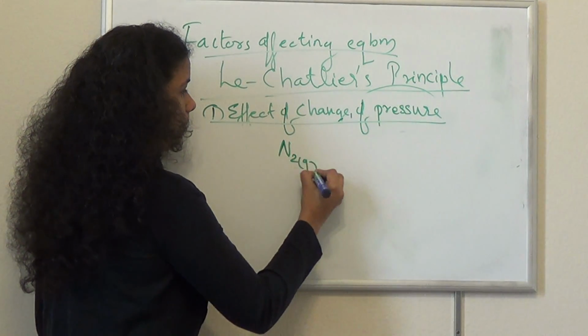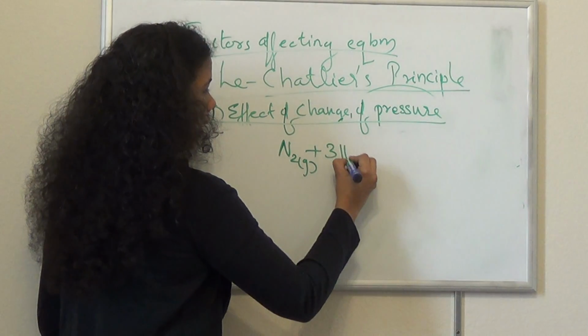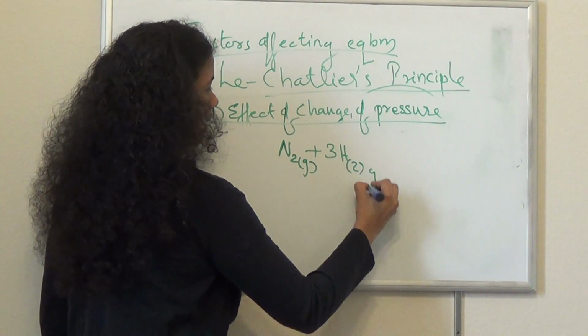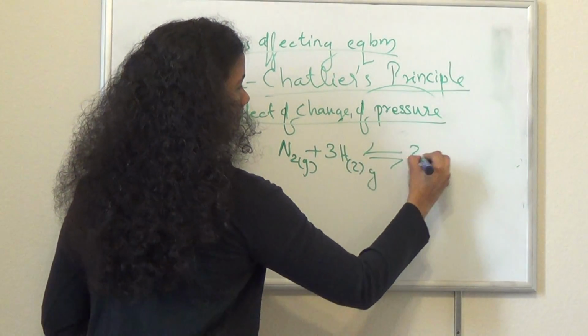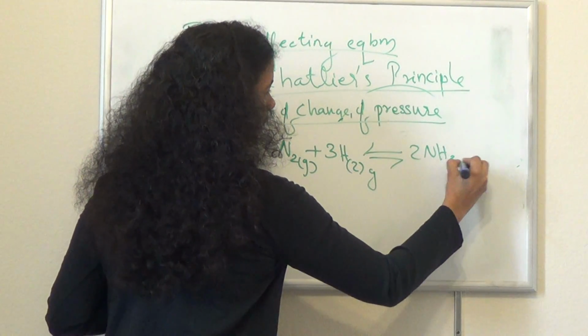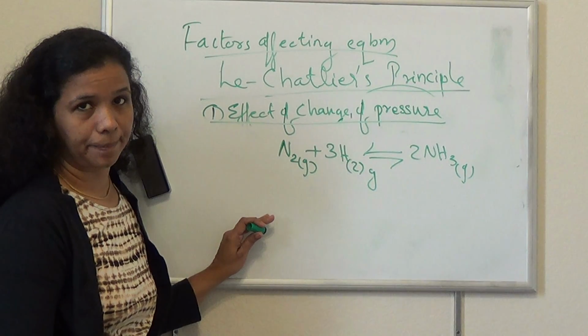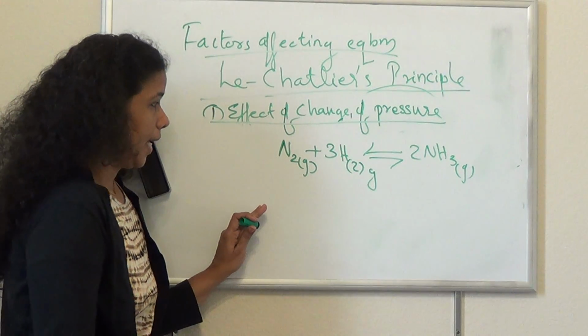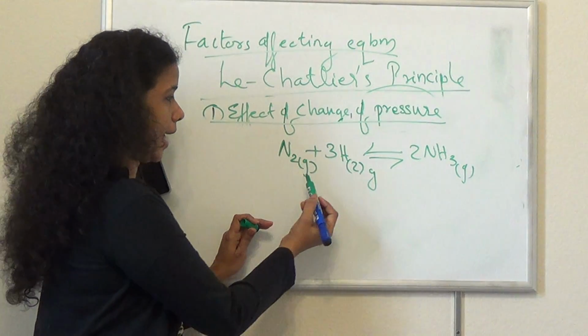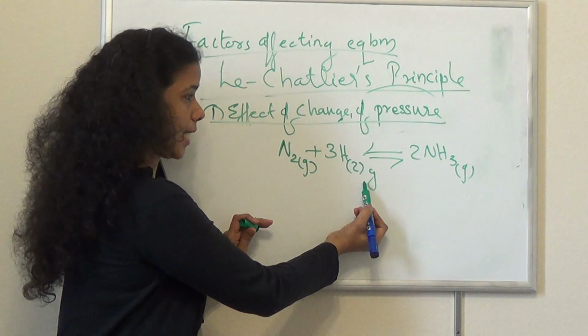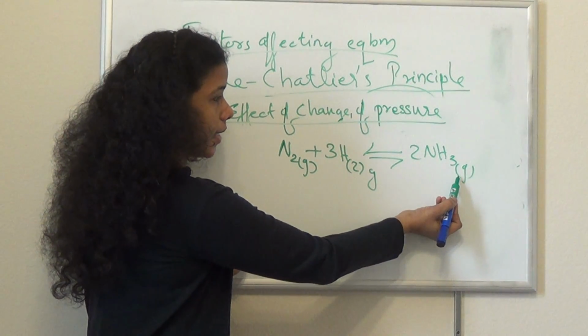Nitrogen gas combines with hydrogen gas to produce ammonia gas. Here pressure has an effect because in the reactant side there are gaseous reactants, and in the product side too there is a gas product.